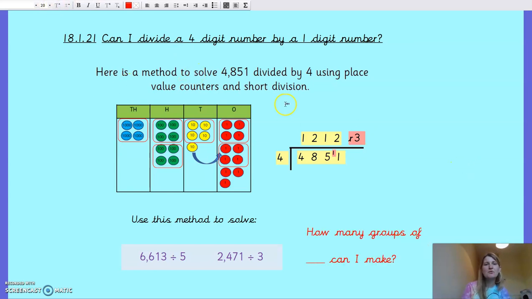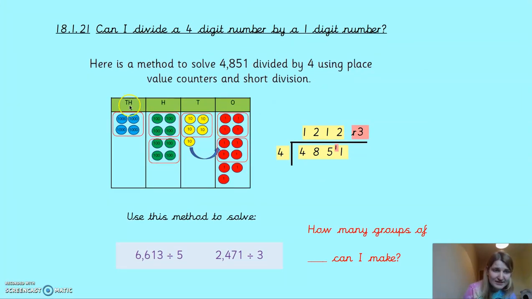Okay, so we've got 4,851 divided by 4 using the place value counters and short division. Well, let's have a gander. What I'm doing is I'm making groups of 4 each time. So we start, remember, at our highest place value column and work to the right. That's going to be starting in our thousands.